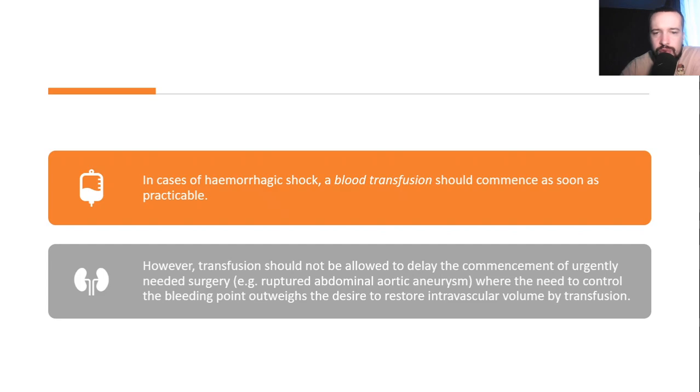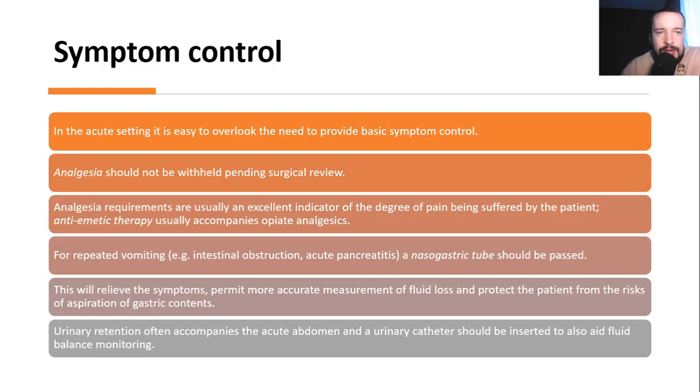However, transfusion should not be allowed to delay the commencement of urgently needed surgery, where the need to control the bleeding point outweighs the desire to restore intravascular volume by transfusion. In the acute setting, it is easy to overlook the need to provide basic symptom control. Analgesia should not be withheld pending surgical review. Analgesia requirements are usually an excellent indicator of the degree of pain being suffered by the patient.